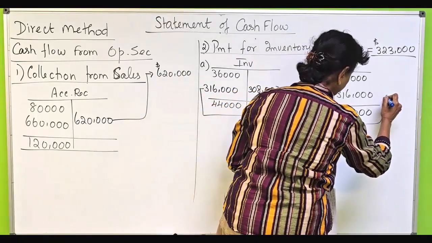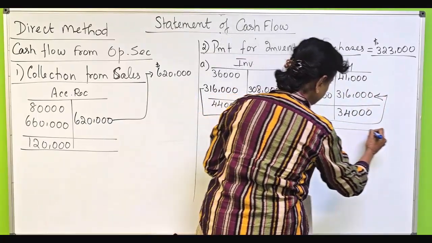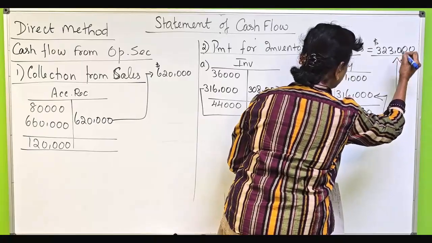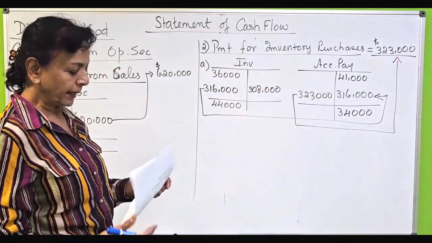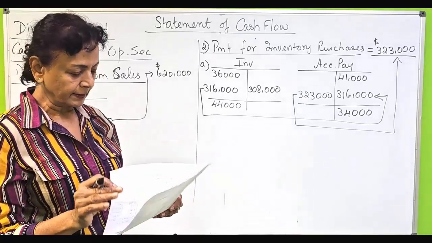I am bringing it here, and this is the number for the inventory purchase payment. Now we have to look into other expenses.